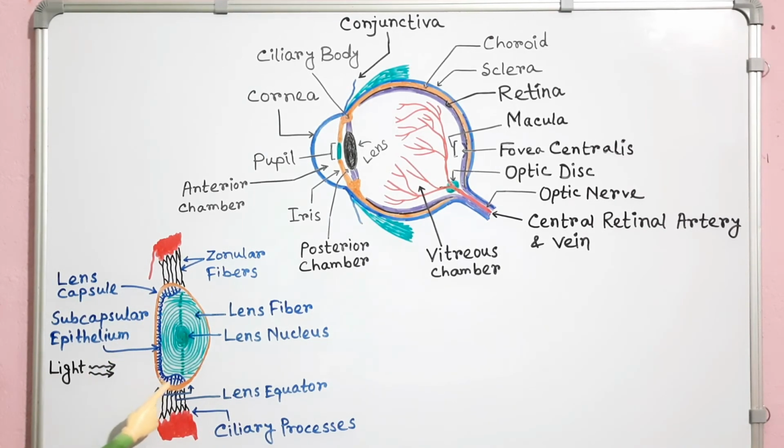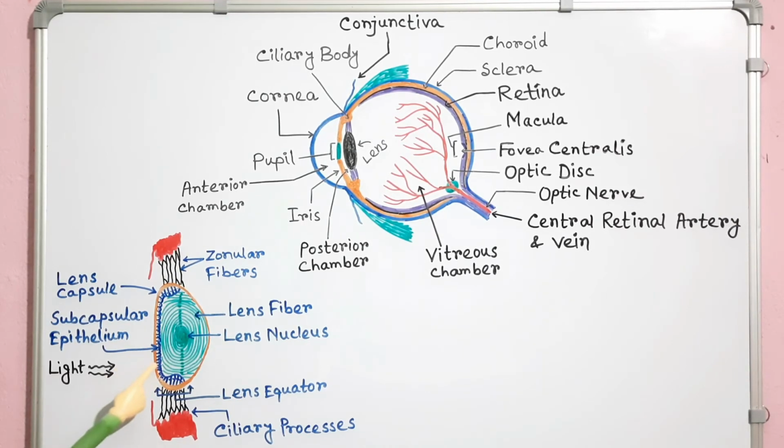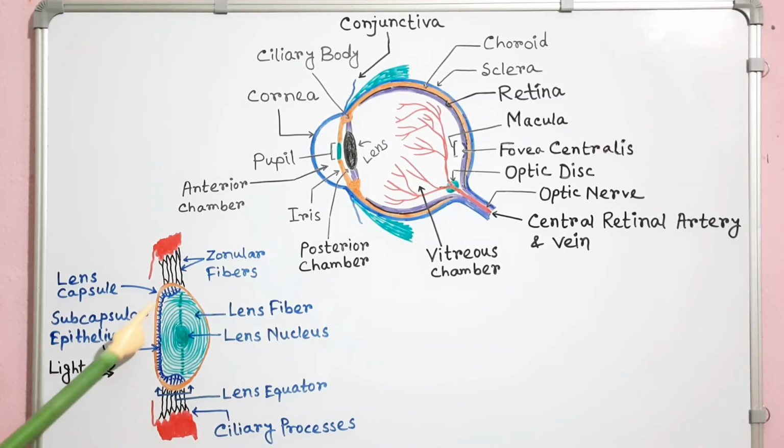The cells are connected by gap junctions. They have few cytoplasmic organelles. At the equator, the subcapsular epithelial cells increase in height and then differentiate into lens fibers. So, these are lens fibers.